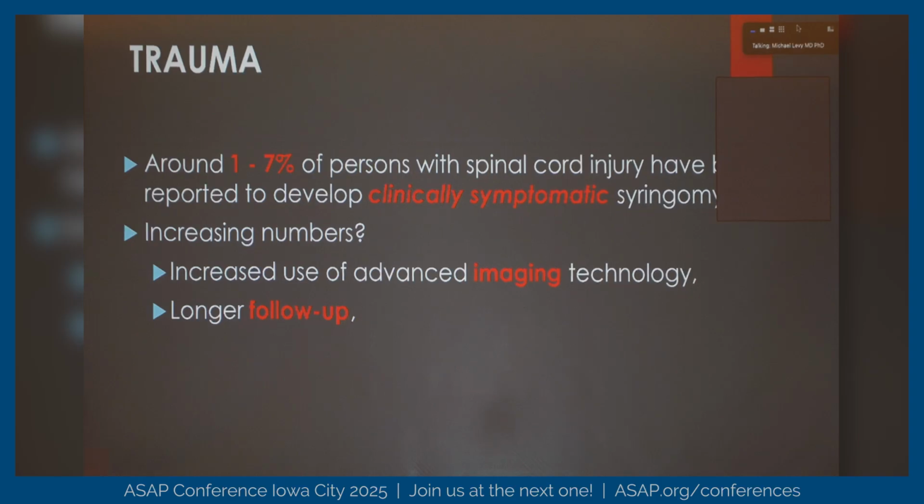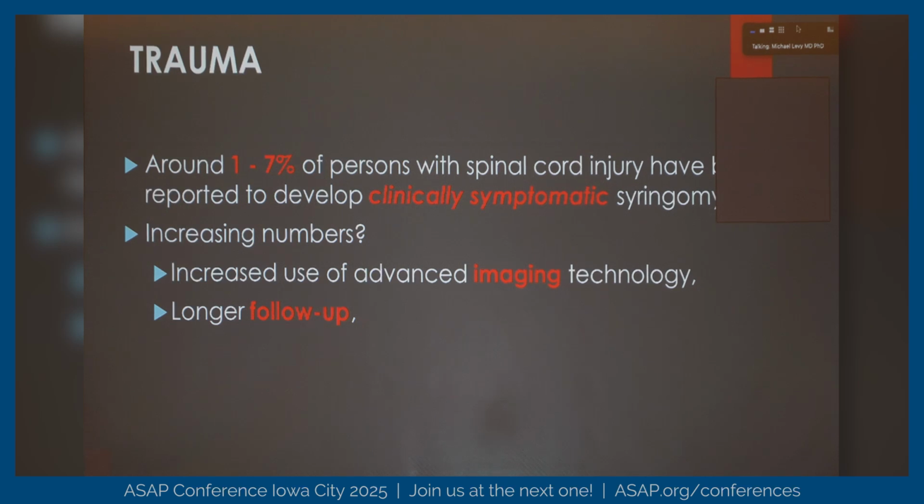With regard specifically to trauma, about 1 to 7% of people with a spinal cord injury have been reported to develop clinically symptomatic syrinxes. As I had said before, is this actually increasing? I think paying more attention, obtaining more images, better imaging systems, better understanding on the part of patients, and longer follow-up are all leading to these increased numbers. I don't know that there's actually an increase in the actual incidence.